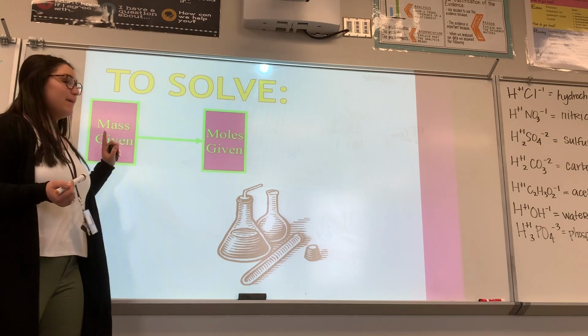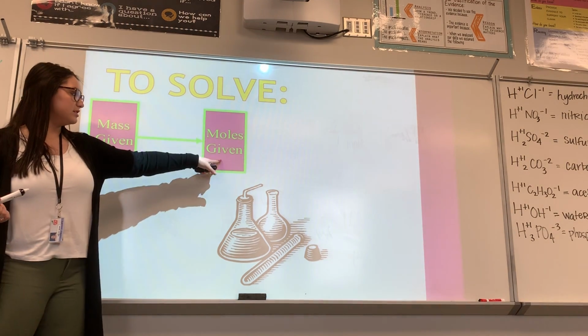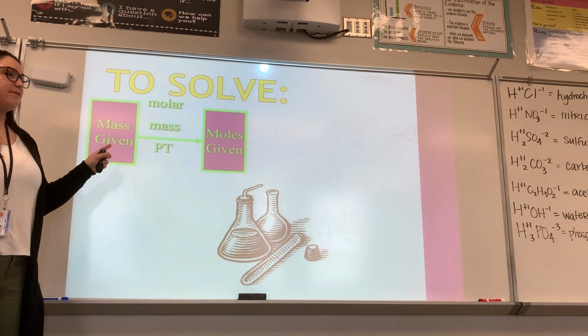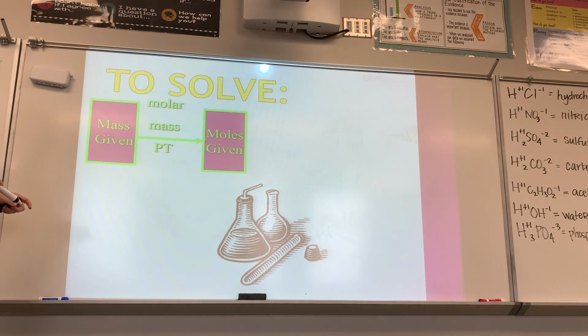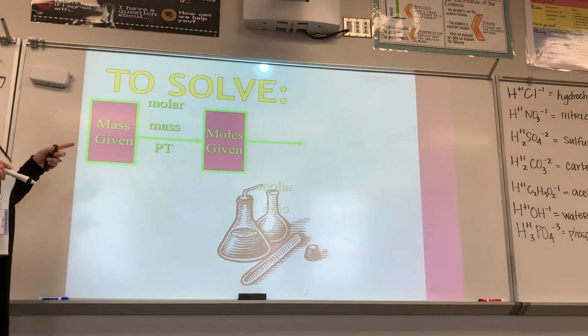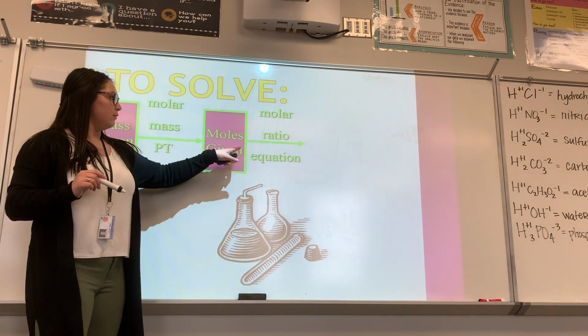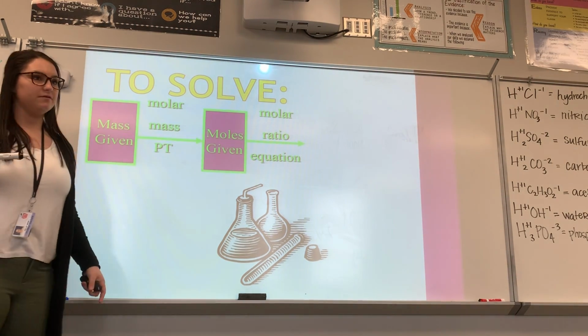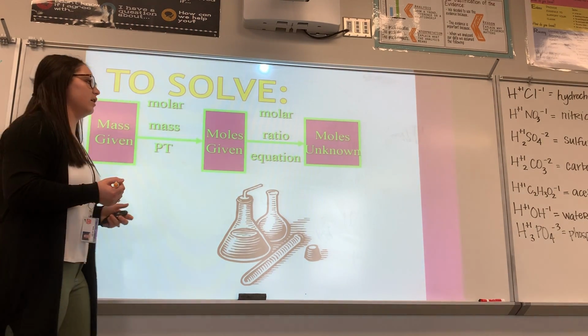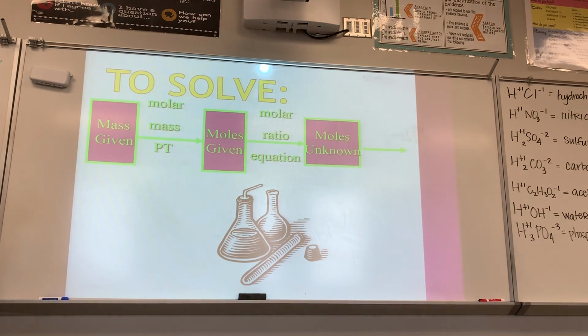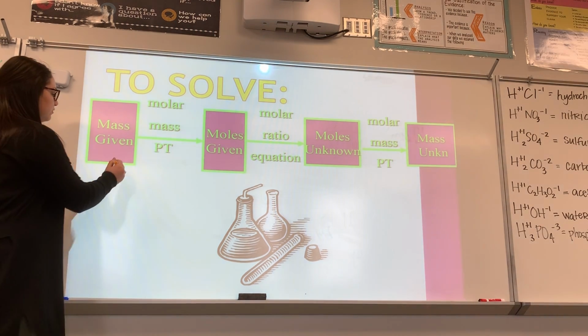We want to go from our mass given to our moles given, and we do that by solving for the molar mass, which is on the periodic table. From our moles given, we're going to use our molar ratio, which are coefficients, which is what we just did. We go from our moles given to our moles of our unknown. And from our moles of our unknown, we want to get the mass of our unknown using molar mass from the periodic table.